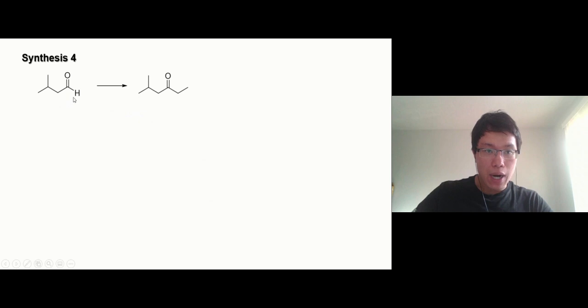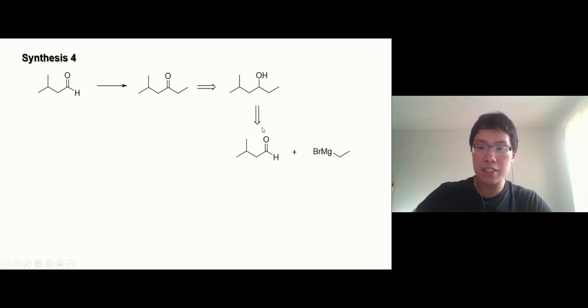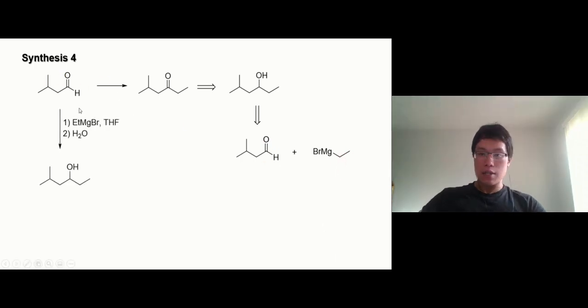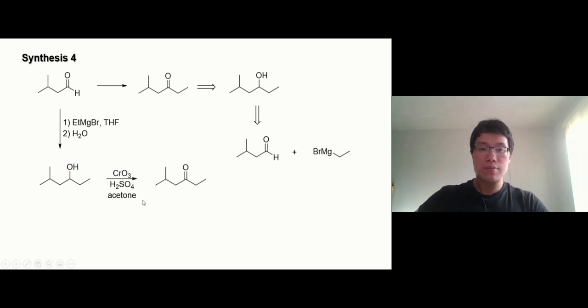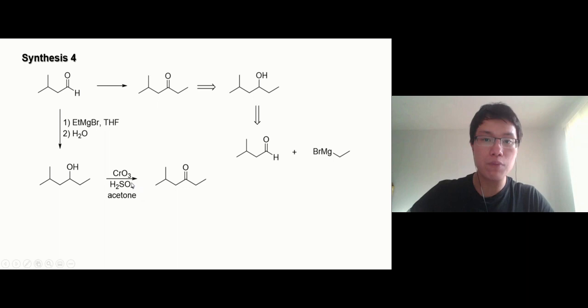This one is also carbon extension. With 2 carbons here, we have to add 2 carbons. But can you see that this ketone can be made from this alcohol, just by oxidizing it? And this alcohol can be made from a Grignard reaction using this aldehyde, which looks just like the starting material, and adding 2 carbons. So now we go forward: do a Grignard reaction, add an ethyl group right here, quench it, you get that OH, and then oxidize it. There we go. PCC works as well.